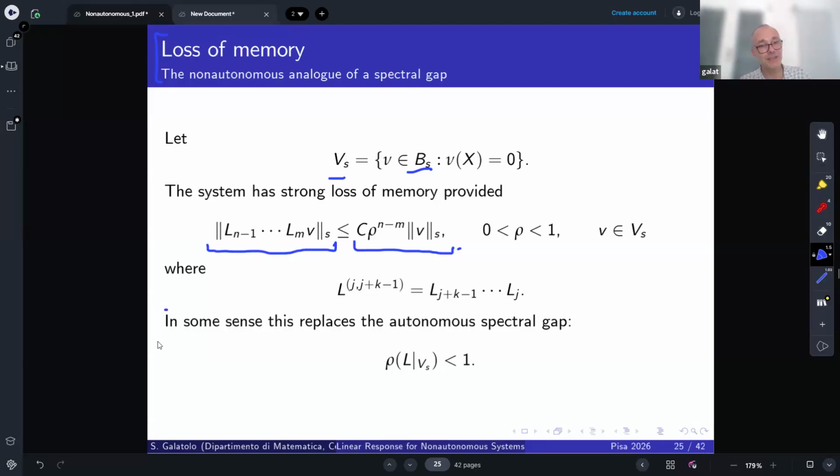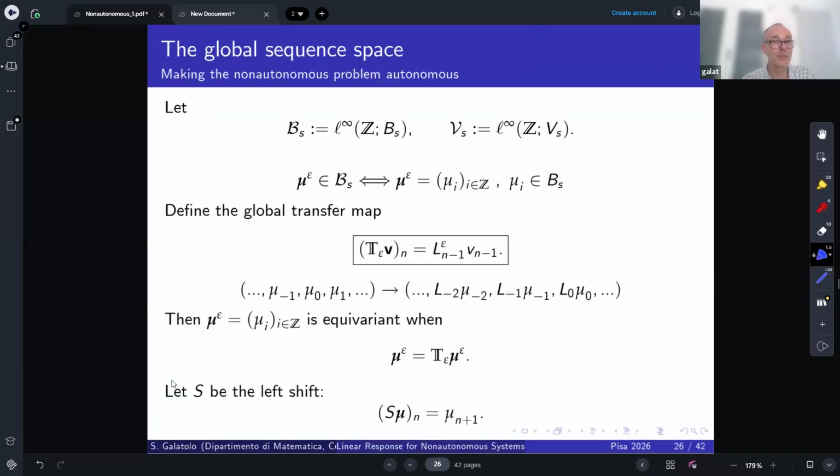We will see that this exponential loss of memory plays the same role as the spectral gap. And this will essentially allow us to make more or less the same proof as before for the linear response formula. Let's go a little bit more into the detail. We have this family of operators acting on our strong and weak spaces.